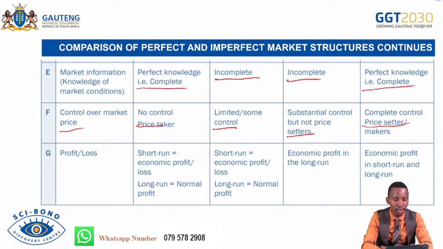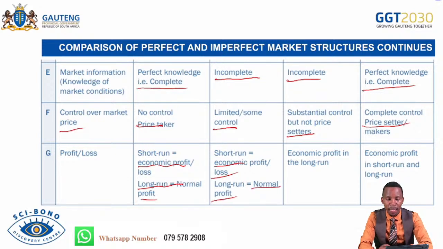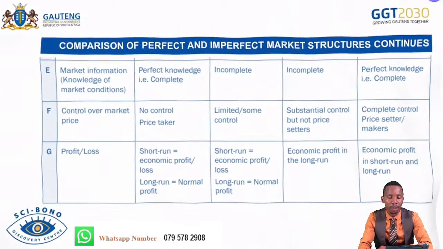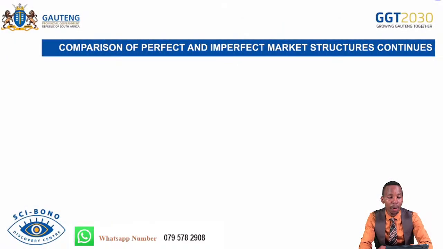The profit and loss. In the short run, perfect market is making supernormal profit or a loss. In the long run, it makes a normal profit. And then the monopolistic does the same. In the short run, it can make a profit or a loss. In the long run, it will make a normal profit because of high competition. And then in the oligopoly, the profit is made in both short run and long run, so economic profit is made in the long run. And in the monopoly, both short run and long run, the firm will be enjoying a supernormal profit, or economic profit, or abnormal profit.